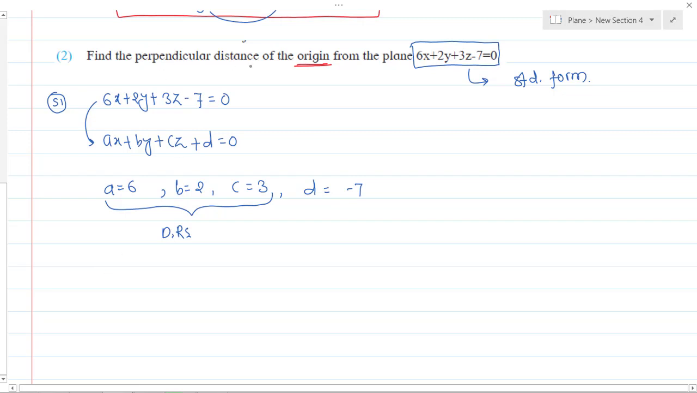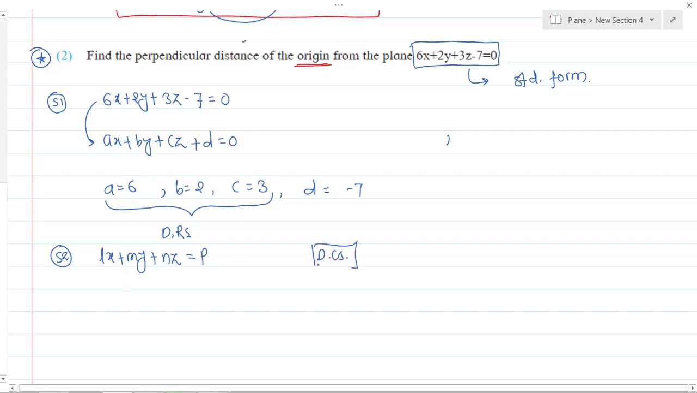But they have asked for the perpendicular distance of the origin, and you will get this from the normal equation. The normal equation in Cartesian form is what? Let's write down the required formula: Lx plus My plus Nz is equal to p. In this, L, M, N are nothing but the direction cosines.